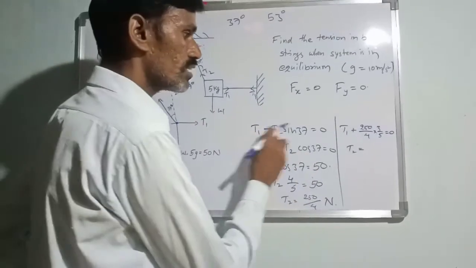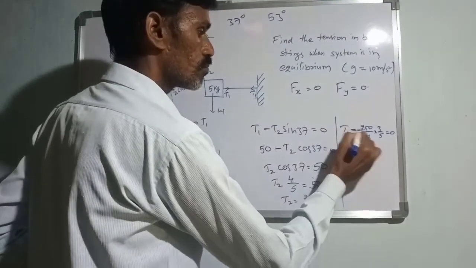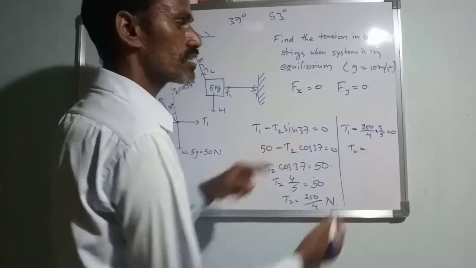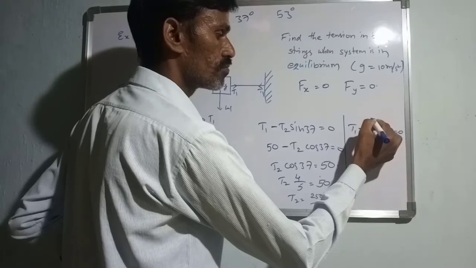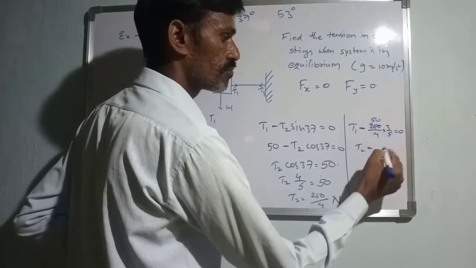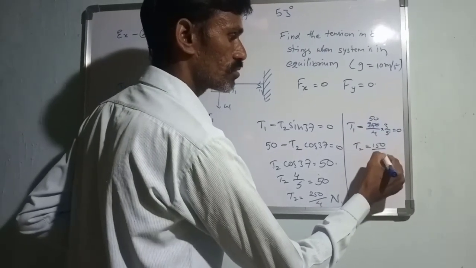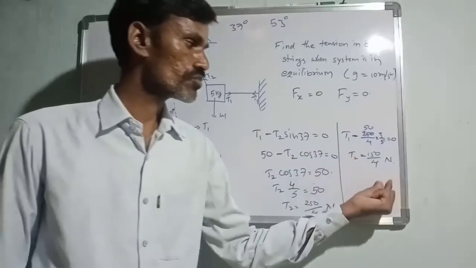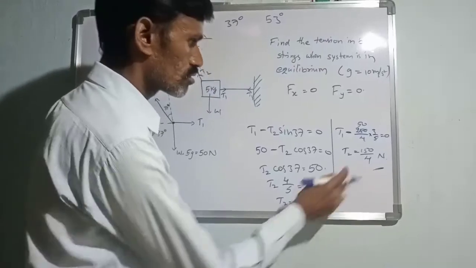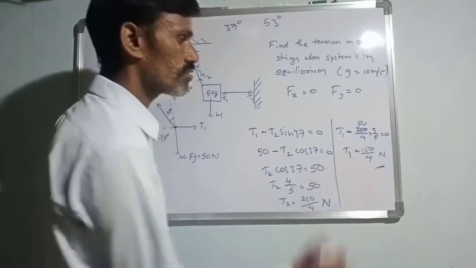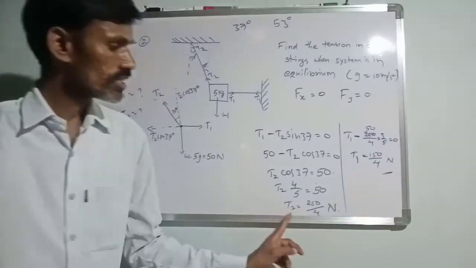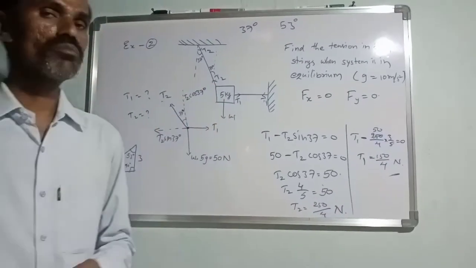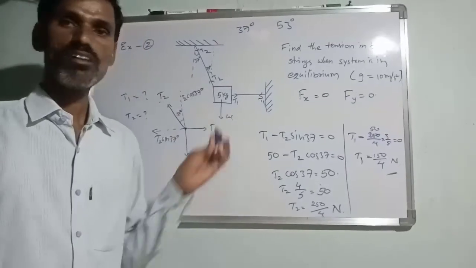Okay. So T1 minus T2, 250 by 4 newton, sine 37 is 3 by 5, is 150 by 4 newton. Okay, T2 is 250 by 4 newton. So this is T1. T1 is 150 by 4 newton. T2 is 250 by 4 newton. Okay, in this way we use free body diagrams to calculate unknown quantities.